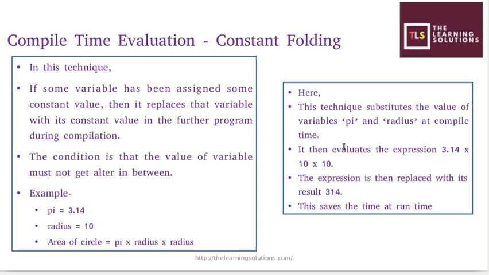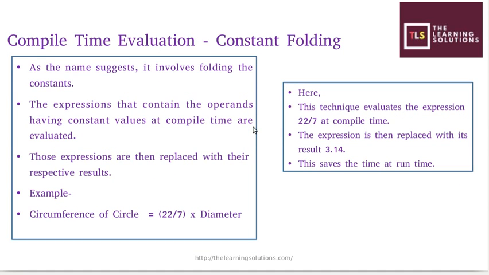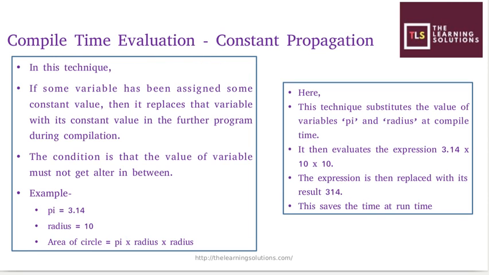So in the constant folding, this is constant folding, where we are actually computing the value 3.14 for 22 divided by 7. So the next technique we will see is constant propagation, under compile time evaluation.